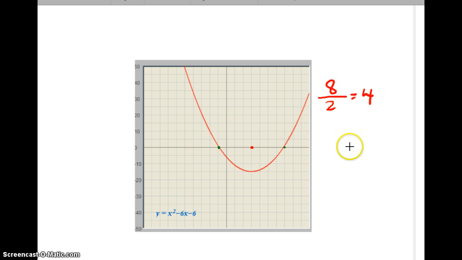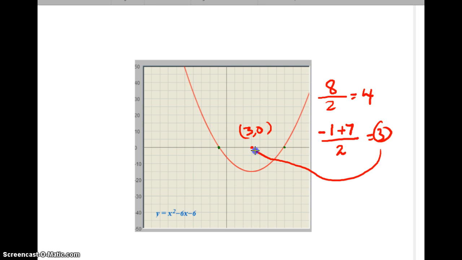So that's one method. And that point right here, 1, 2, 3, is 3, comma 0. Another method would be to take the two x points, negative 1 plus positive 7, this point here is 7, and divide it by 2. And so we have 6 divided by 2 equals 3. And that will tell me my point here.